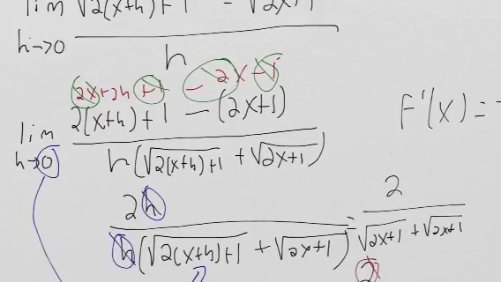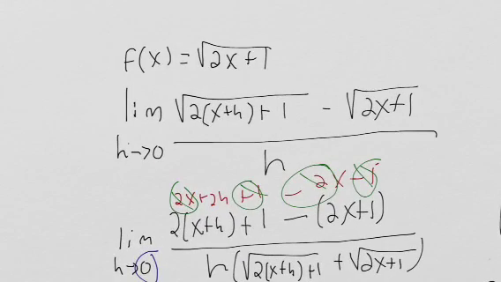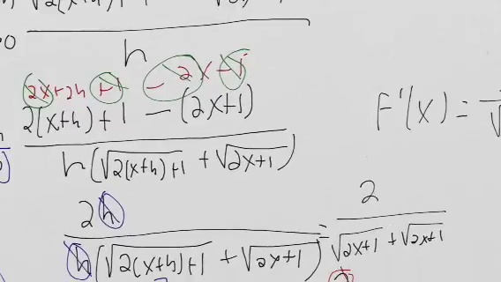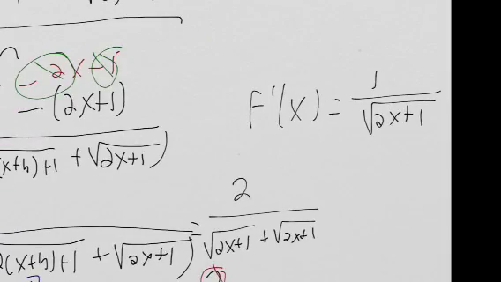So if f of x is equal to root 2x plus 1, the derivative of that we just showed is 1 over root 2x plus 1. And now we can plug in any x value we want here and it will tell us the slope.